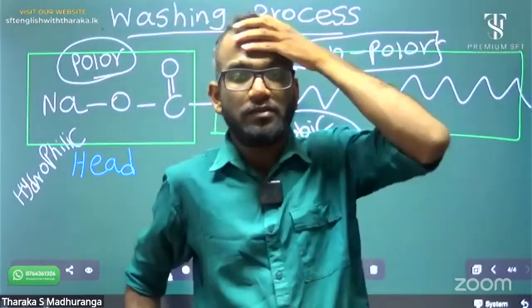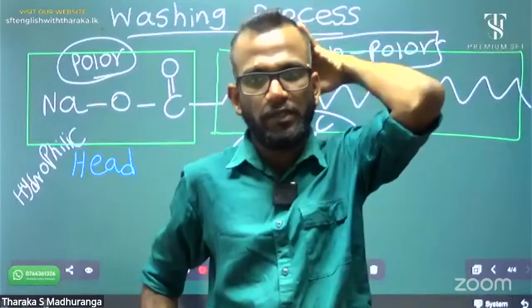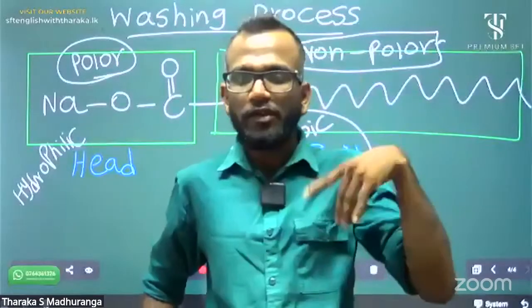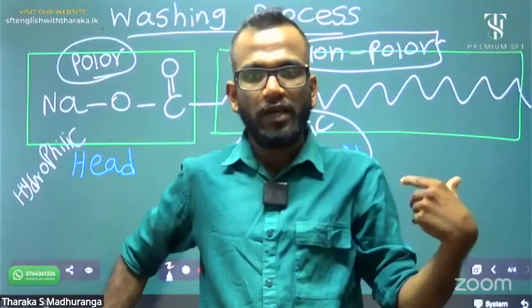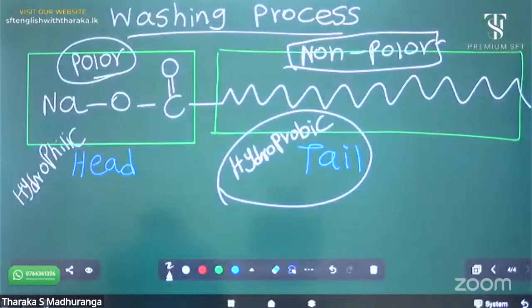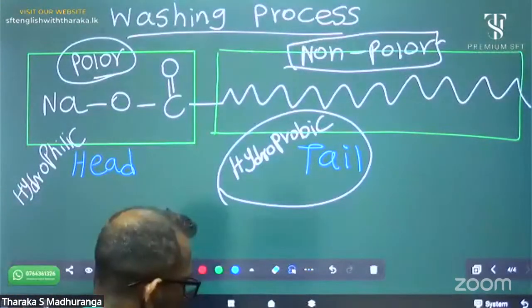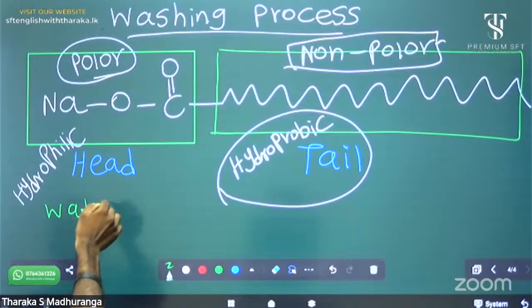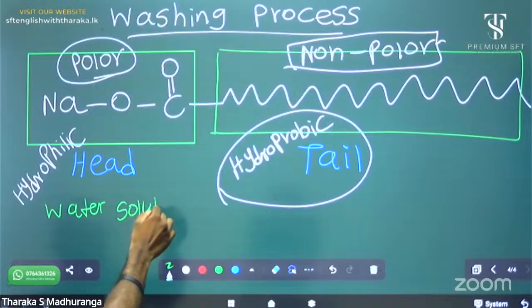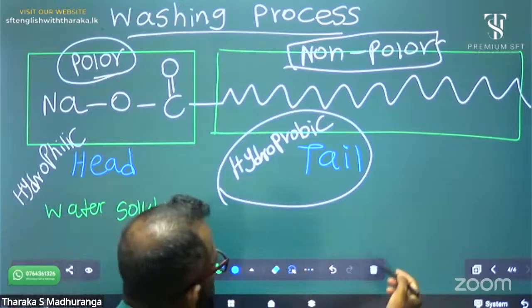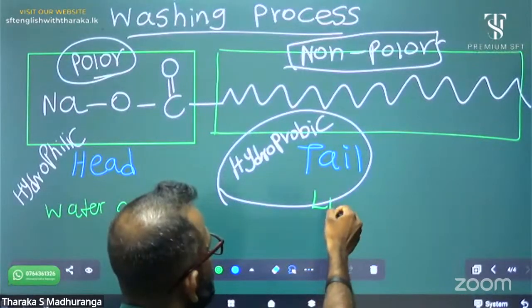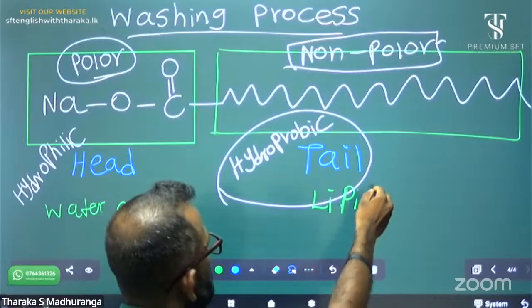There are a lot of questions there. Essay questions based on soap production. Okay. End of soap production. If you have any doubt, you can ask. The washing process. The head is water soluble. The tail is hydrophobic. Lipid soluble. Lipid means non-polar things are soluble.